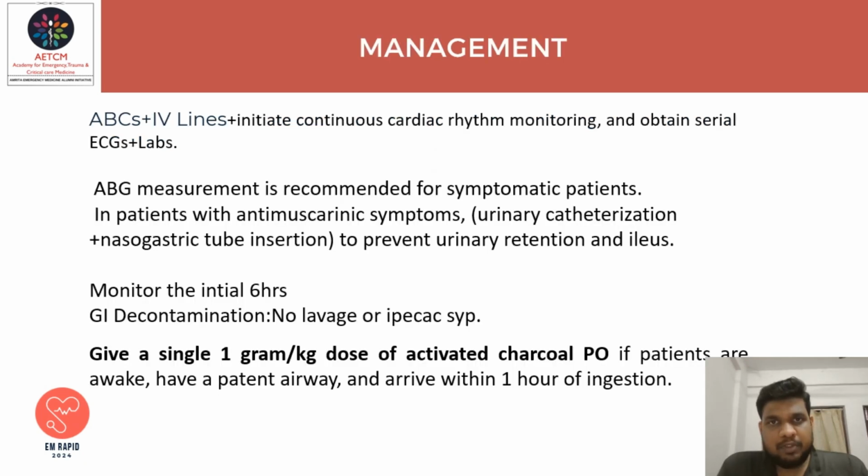Coming to the management of TCA toxicity, like any other toxicity, we will initially manage the airway, breathing, and circulation. We will secure 2 IV lines, initiate continuous cardiac rhythm monitoring, obtain serial ECGs, and follow up the routine labs. ABG measurement is recommended for symptomatic patients. In patients with antimuscarinic symptoms, to prevent urinary retention and paralytic ileus, we will catheterize the patient and insert an orogastric tube.